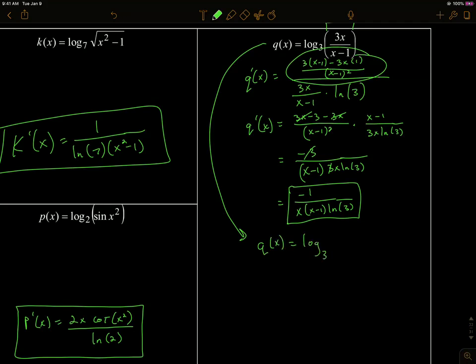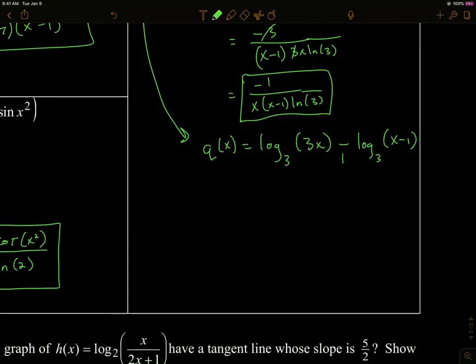So before I do, notice I'm not doing the derivative. It doesn't say q prime. Log base 3 of 3x minus log base 3 of x minus 1. I can separate them out. This minus sign allows me to do the derivatives each independently.